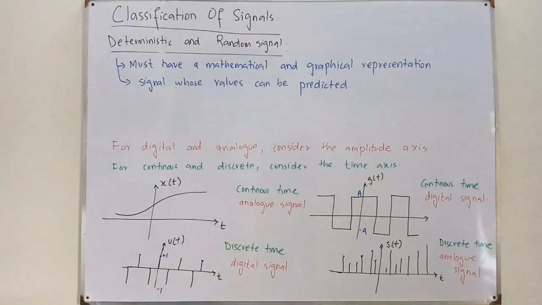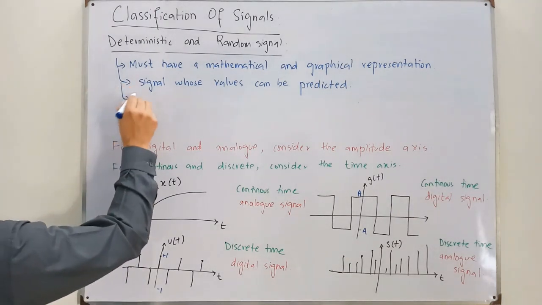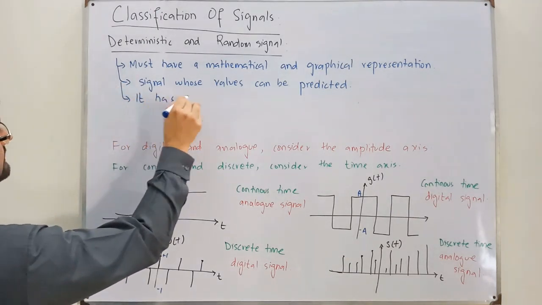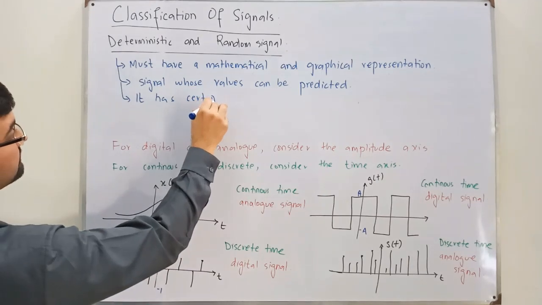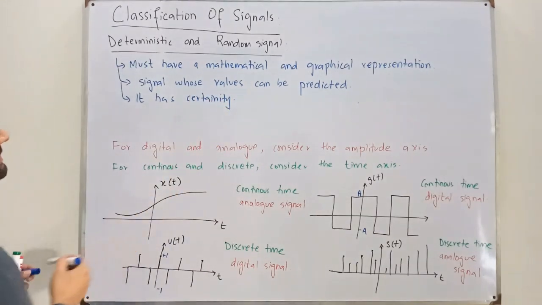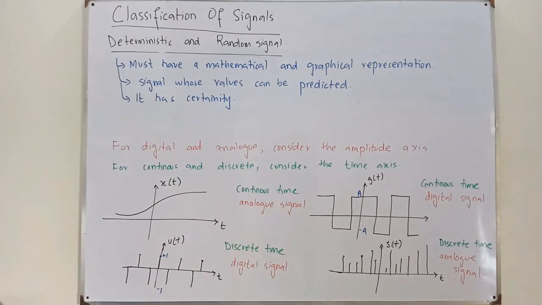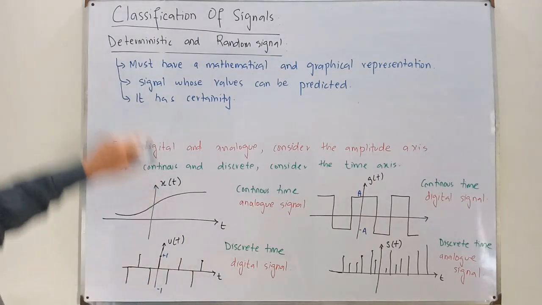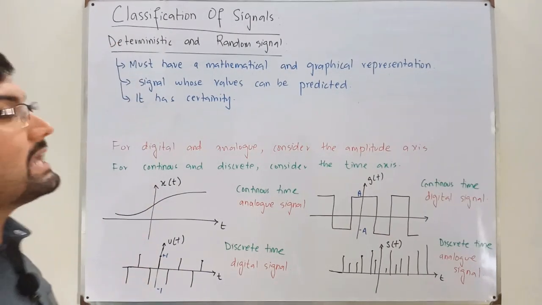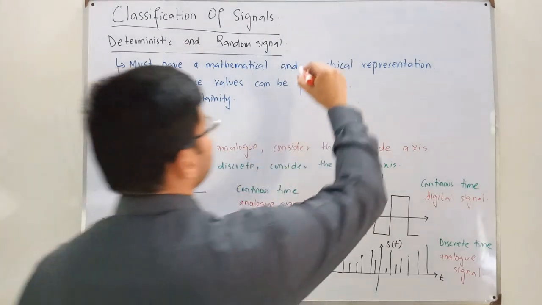All right. It always has a mathematical equation. All right, that I've already told you. The next point is that it has certainty, right? Because it has a mathematical representation, it has certainty. I hope the certainty spelling is right. Now, according to information theory, this deterministic signal has the least information.